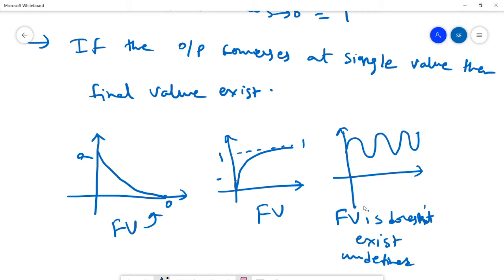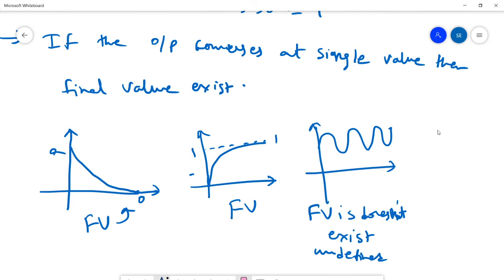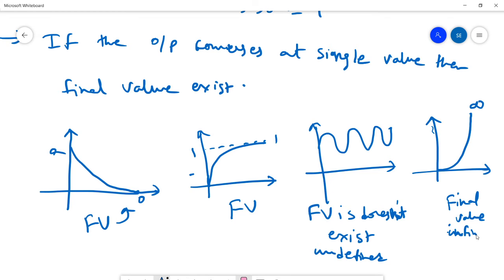Similarly, if you have a response that is exponentially rising, this kind of parabolic response, the final value would be infinity. We know the final value is infinity, but infinity means nothing, as we don't know where it ends. So for this process, the final value is undefined or infinity, and it doesn't exist.